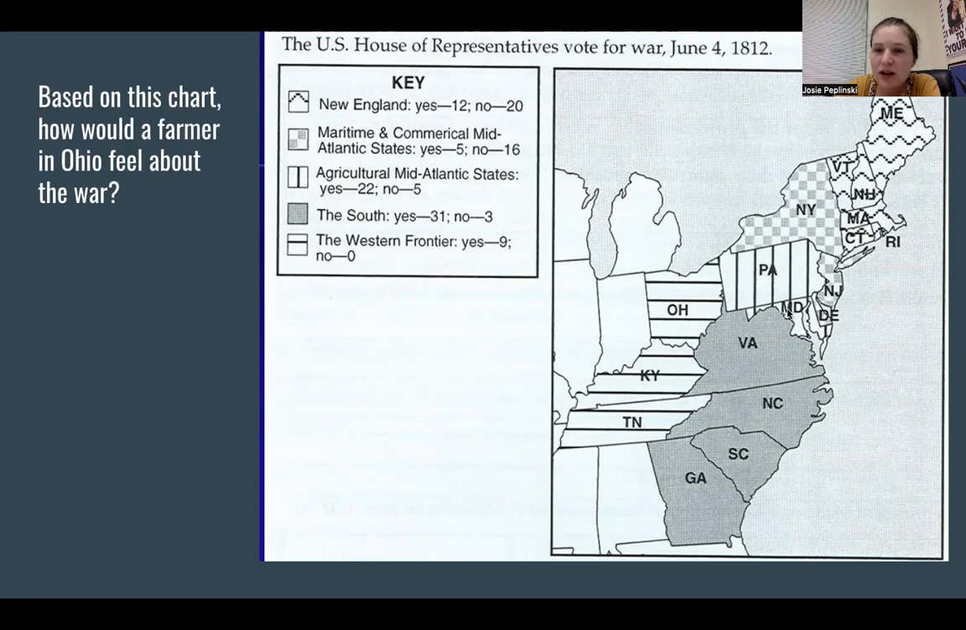And what about someone who lives in one of the maritime mid-Atlantic states or the New England states? What about someone who lives in the New England states? Turn and talk to someone near you. What do you think? How would someone in the New England states feel about the war?